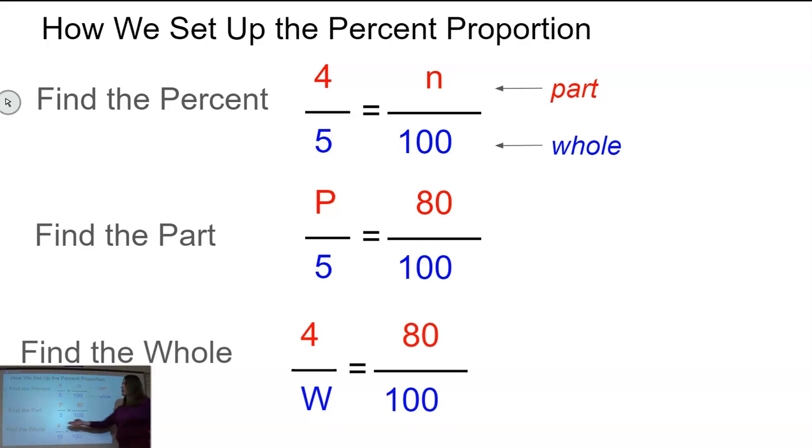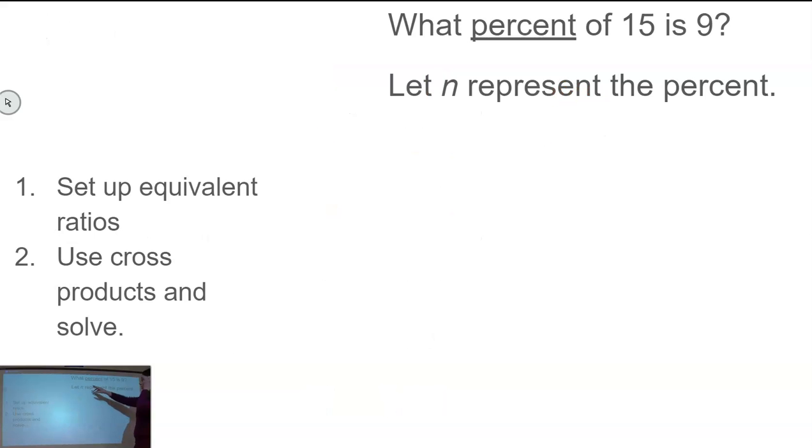And last would be to find the whole. If we didn't know what the whole was, you would put the variable on the bottom here. Here you would know the percent and the part. So what percent of 15 is 9? This is the question we're going to do first. So we're going to let n represent the percent.